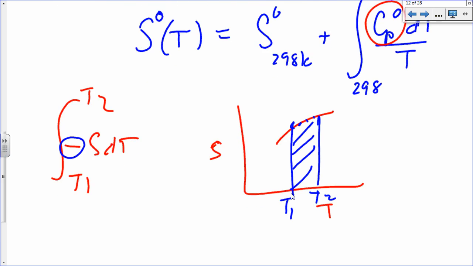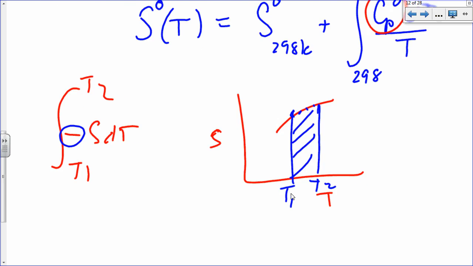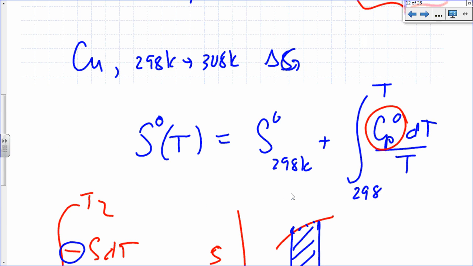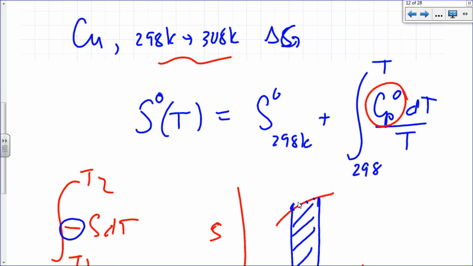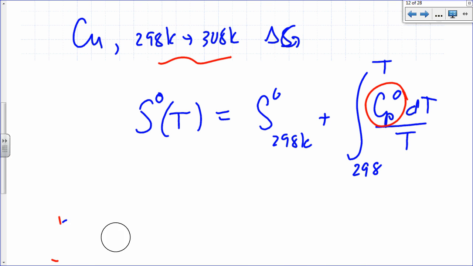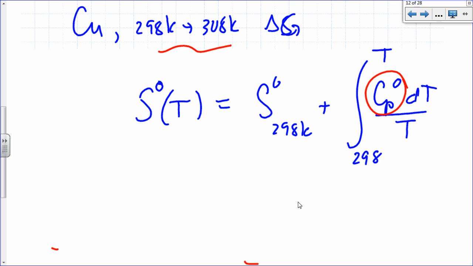Okay? Now, what if we just assume that, if you're dealing with a narrow enough temperature interval, let's say 298 to 308, within that 10-degree interval, you can say that entropy is more or less constant. How can we simplify this expression? So if your heat capacity is constant, how do we simplify this? If heat capacity is constant, what can I do with this? Pull it out of my integral.